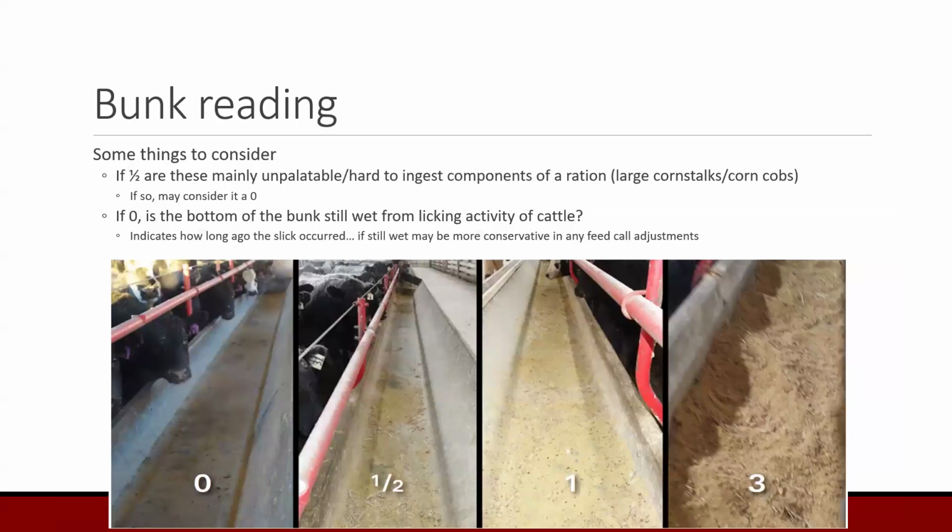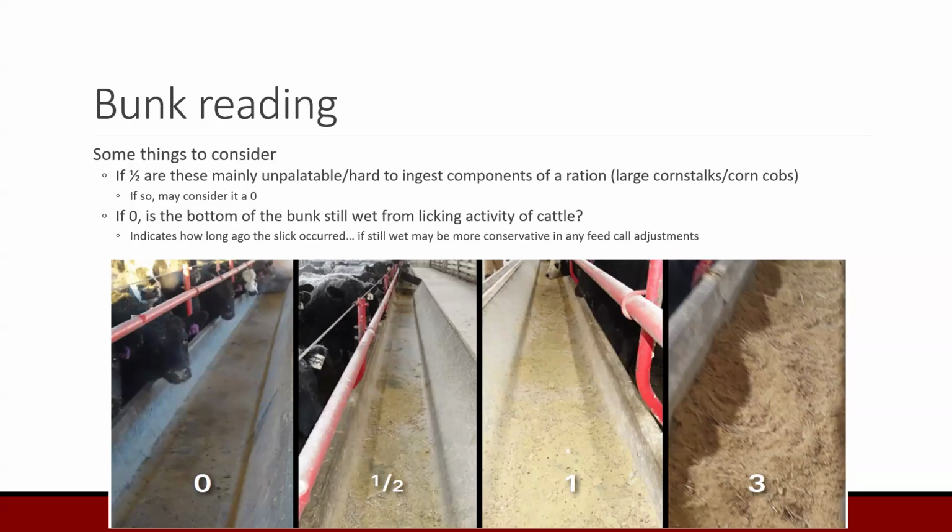Okay. This is taken out of that Lundy paper. So most of this bunk, if not all, is slick. Something else you could look for when you're reading bunks is that could indicate the timing of when that slick bunk occurred. Are there lick marks at the bottom of the bunk? If there's still wet saliva patches where cattle went and were physically trying to eat that feed, that would indicate that it became slick much more recently. However, if it's slick and dry, that would indicate that they've been slick for longer hours.